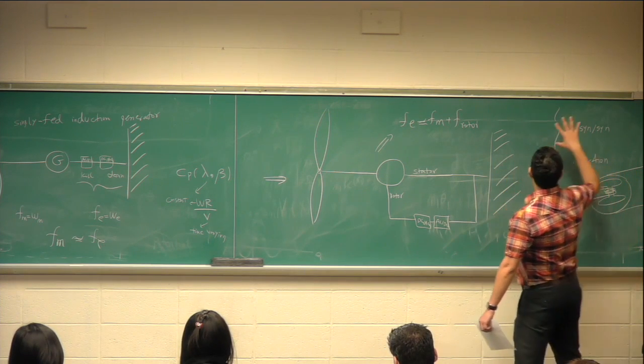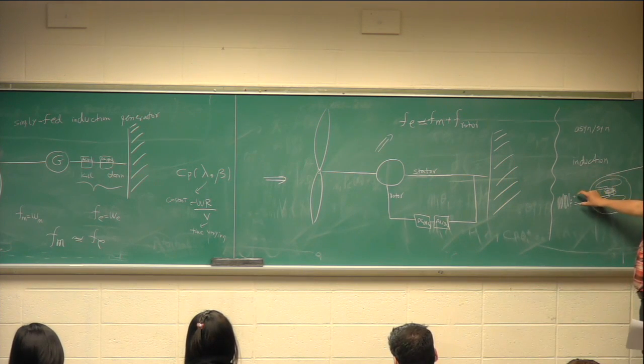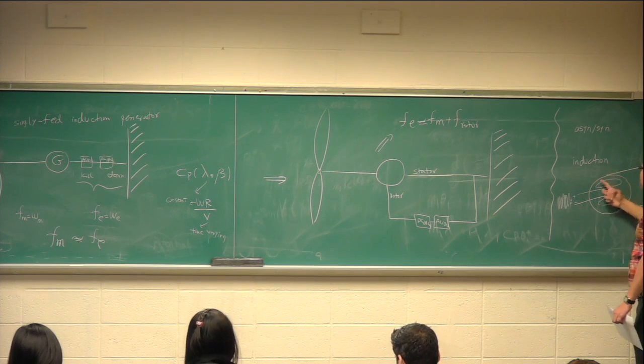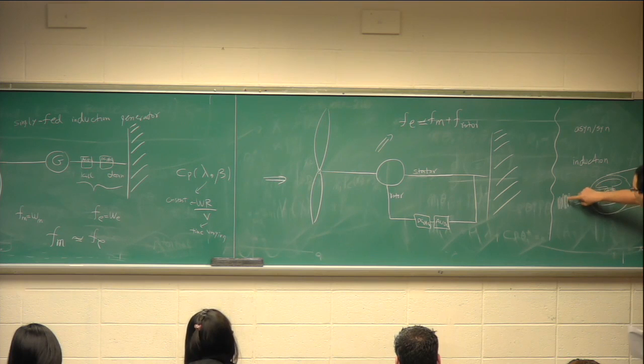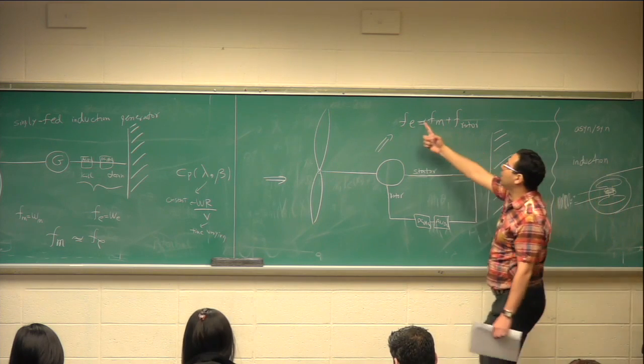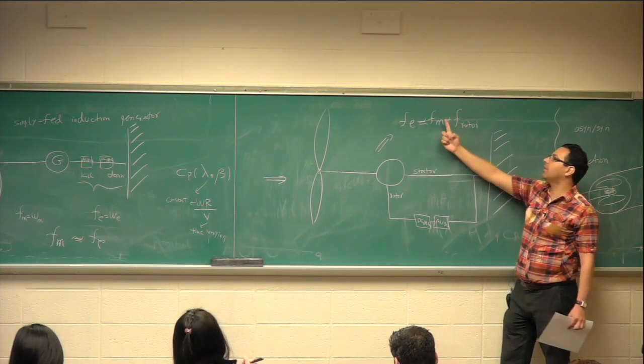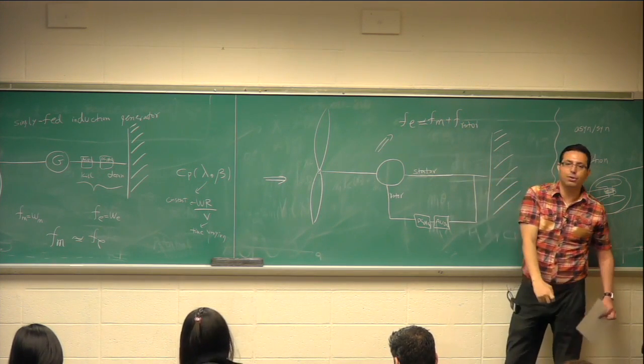So in synchronous, asynchronous, you put a battery here, you do rotation, you get 60 hertz out of this. In induction, you have to put a sinusoidal signal to just induce some electromagnetic field depending on what frequency you use here. Combined with rotation, you get a frequency. So frequency electrical, which comes out of that, is frequency mechanical plus frequency rotor.